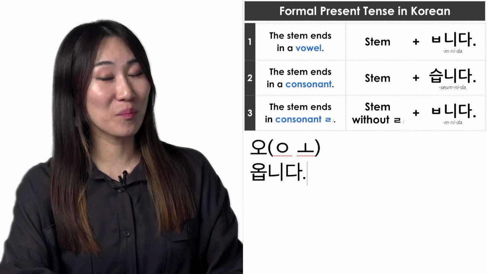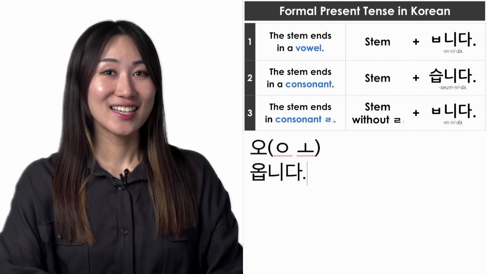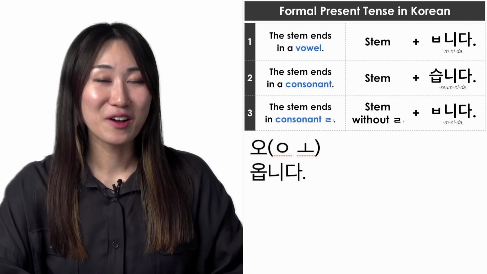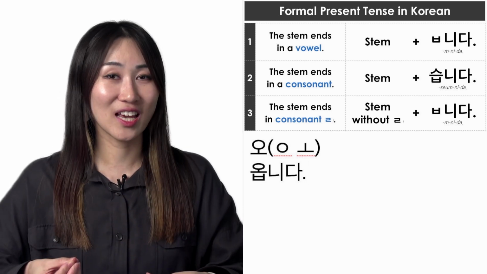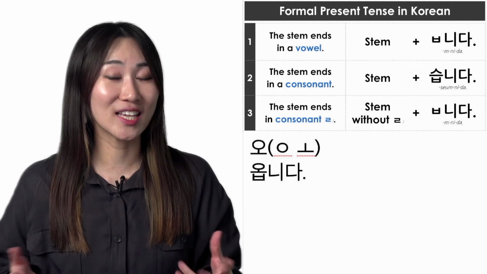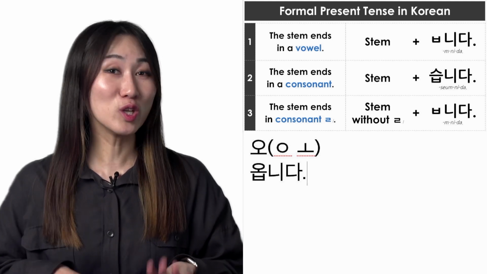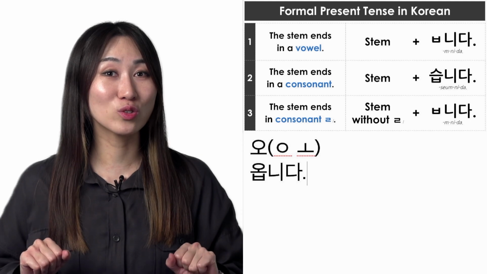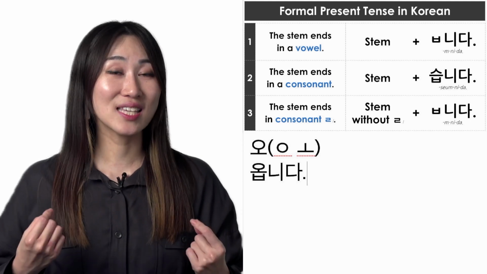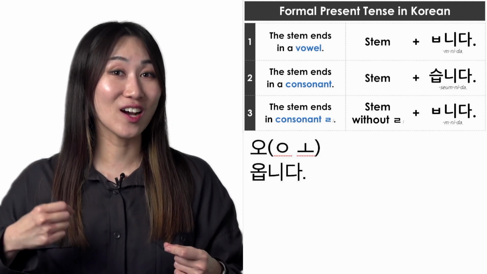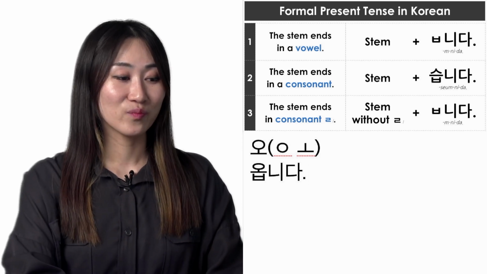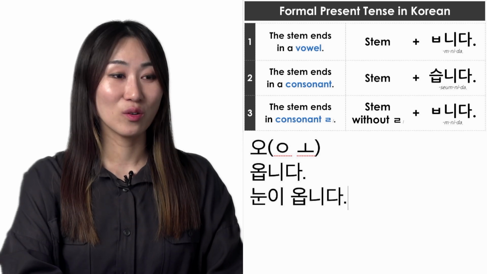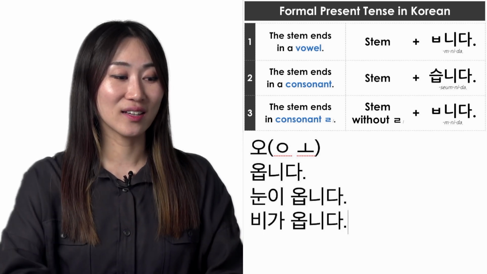So for example, you can say snow comes, rain comes. I know in English you have verbs like to snow, to rain. But in Korean, we don't have to snow or to rain. We say rain comes, or snow comes. So you can say 눈이 옵니다 or 비가 옵니다.